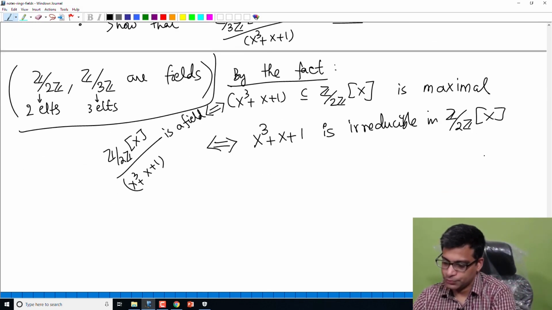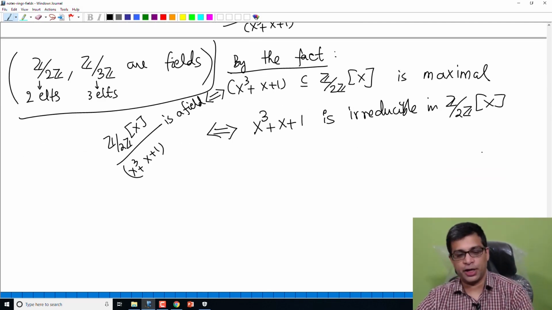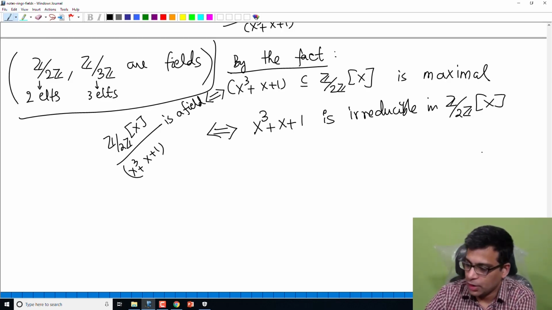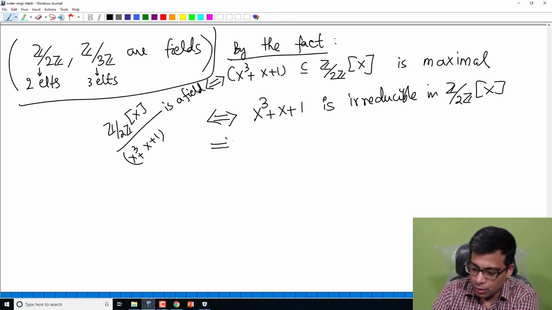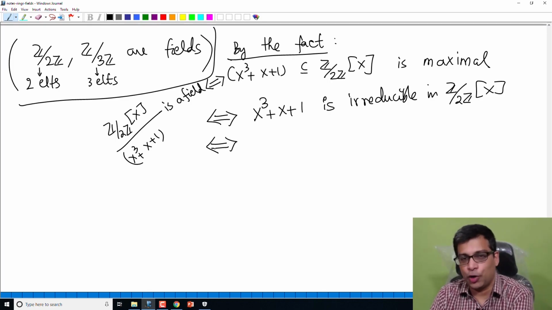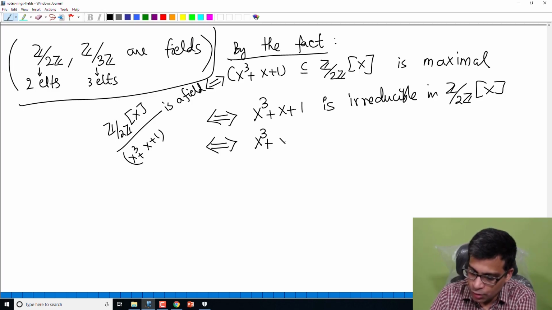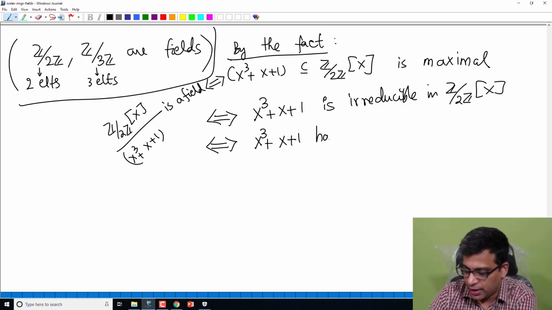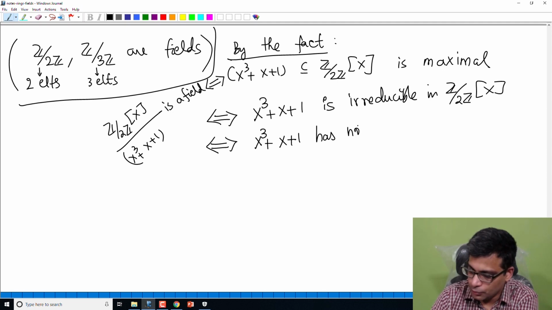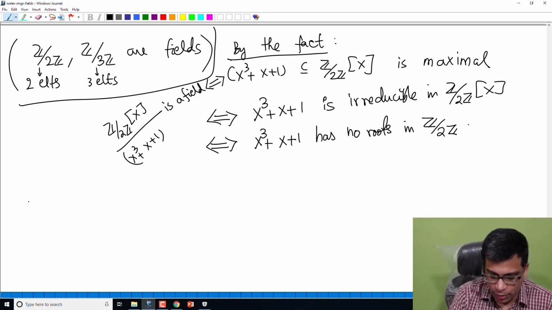Remember, an ideal generated by a polynomial f(x) in K[x], where K is a field, that's important, is maximal if and only if that generator is irreducible. Because it's a degree 3 polynomial, it is irreducible if and only if x cubed plus x plus 1 has no roots. Remember, you have a polynomial f which is degree 3.